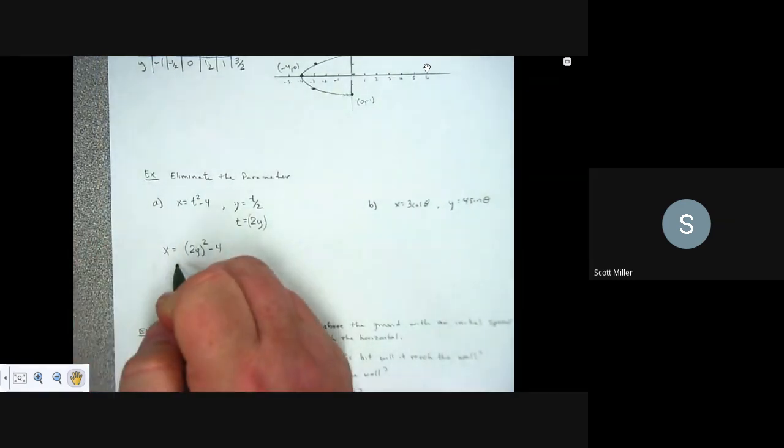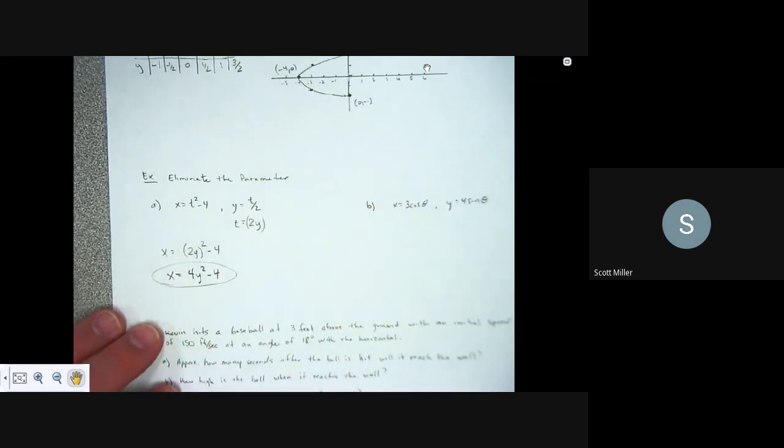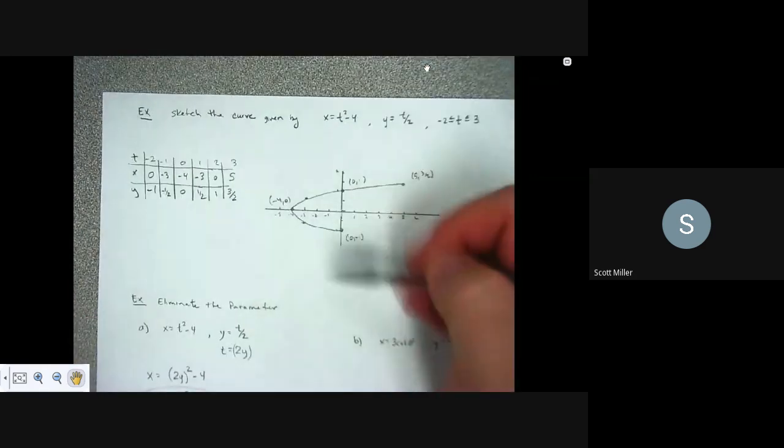And then work that out. And so then x equals 4y squared minus 4. And it's solved for x, and we're good to go. And there's your xy equation. We already know this is not a function, so it's not a y equals, it's going to be an x.